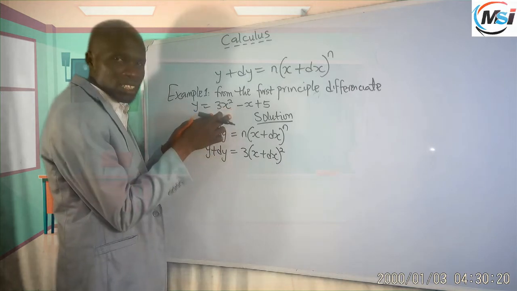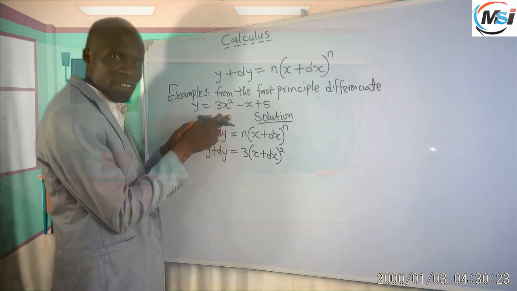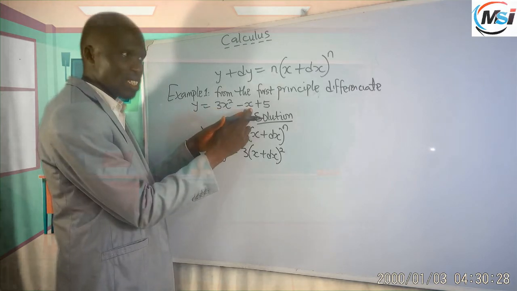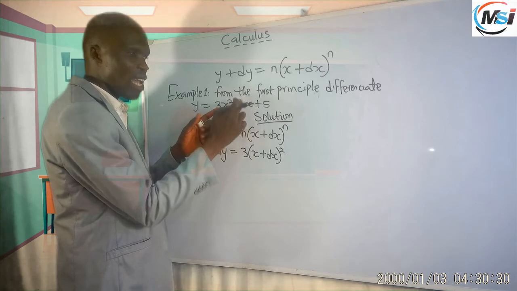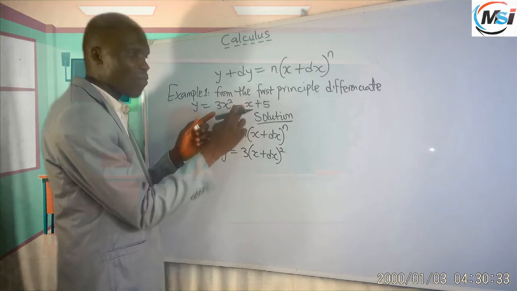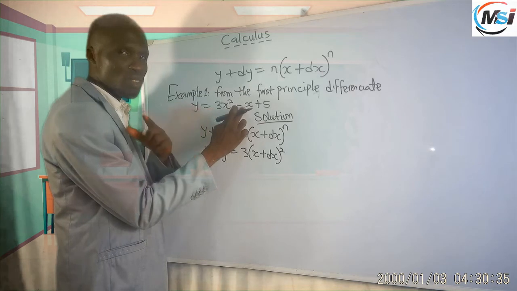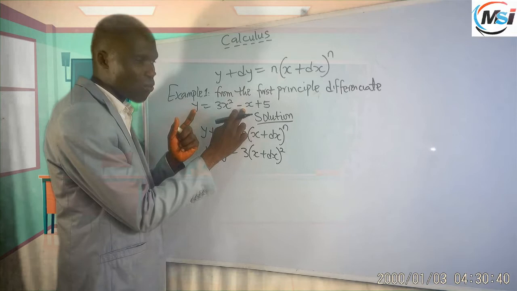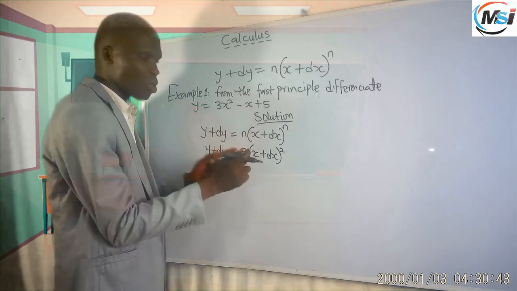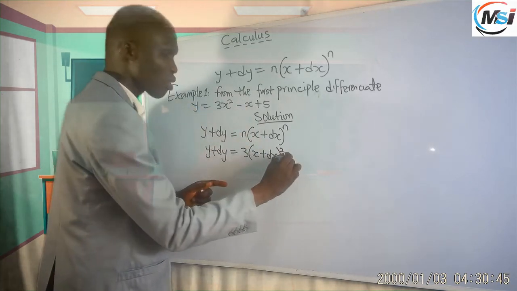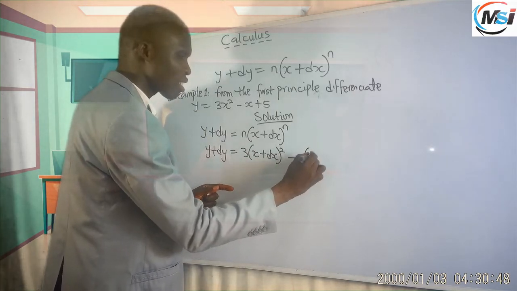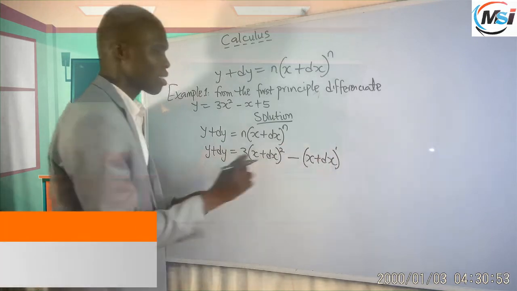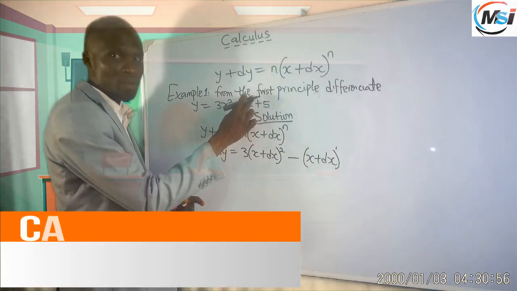This is for dx. Try and understand. For dx. Now, for minus x, since we don't have any coefficient at the front of x, sorry for saying that, we have 1 coefficient, minus 1 at the front of x. So what are we going to do? This will give us minus bracket x plus dx raised to power 1, because we have 1 here. I hope you are getting me.